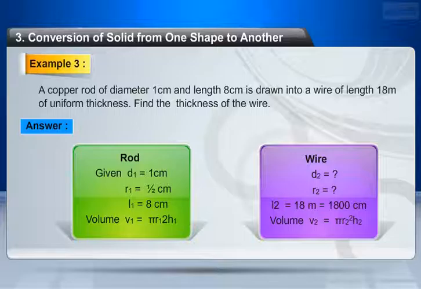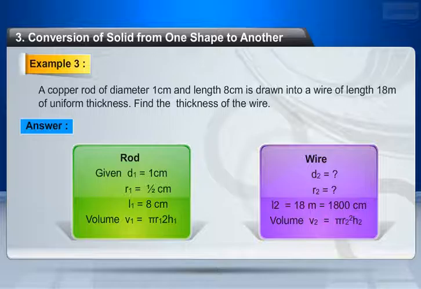Since the copper rod is converted into a wire, the volume of both of them remain same. That is, the volume of the copper rod equals volume of the wire. This implies that pi into R2 square into 1800 equals 2 pi. This implies that R2 square equals 1 by 900. This implies that R2 equals root 1 by 900. This implies that R2 equals 1 by 30. Therefore, the radius R2 of the wire equals 1 by 30 centimeters.